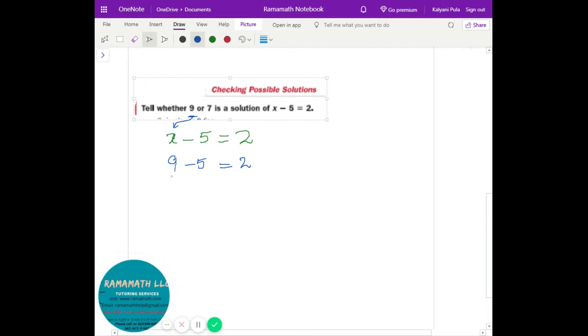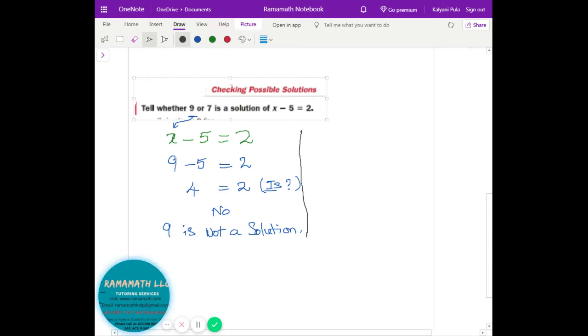I'm going to check it. So what is 9 minus 5? 9 minus 5 is 4. And this side is 2. Is 4 equal to 2? No, right? So 4 is not equal to 2. So it's not a solution. So 9 is not a solution. Does that make sense? So 9 is not a solution.